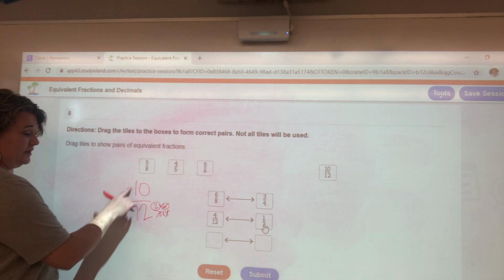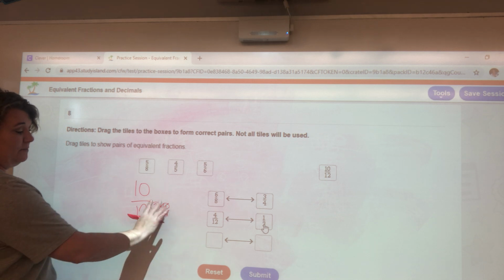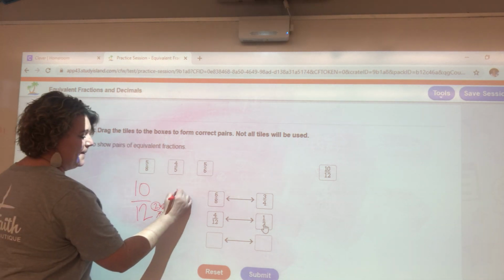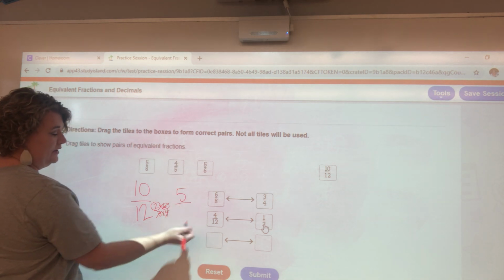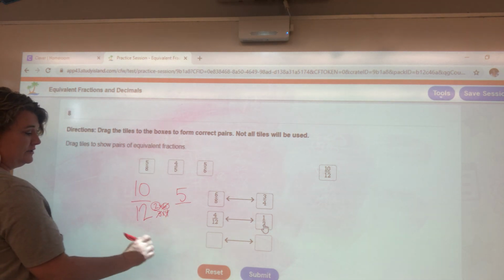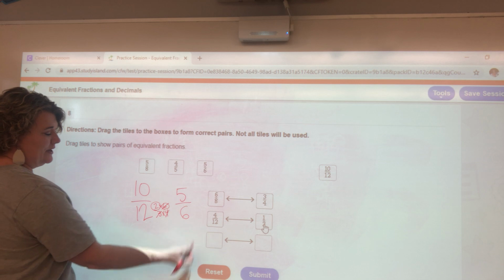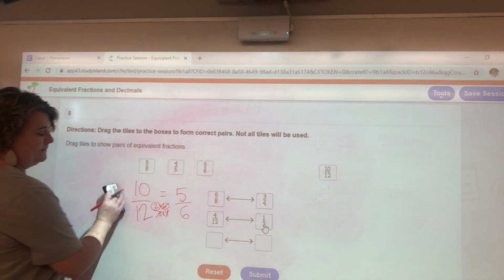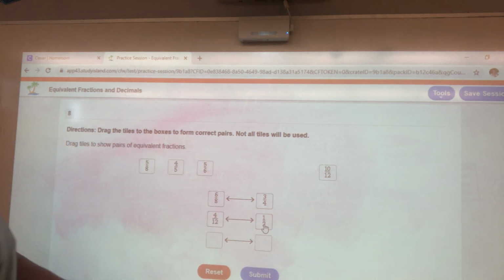I already knew 2 was going to work because they were even numbers, but I was hoping a bigger number would work. If I'm a 2, can I divide into a 10? Yep, 5 times. If I'm a 2, can I divide into a 12? Yep, 6 times. So 10/12 is the same as 5/6.